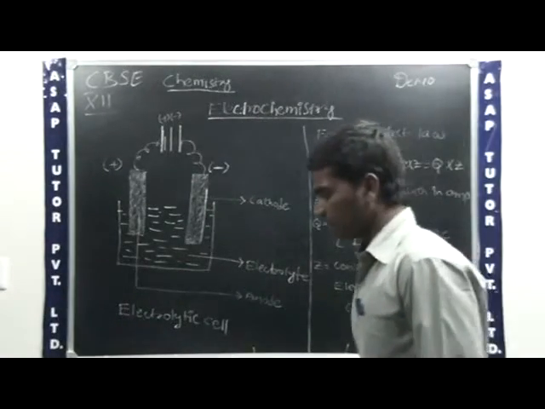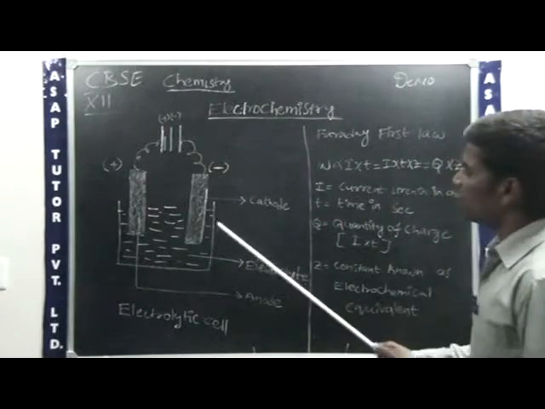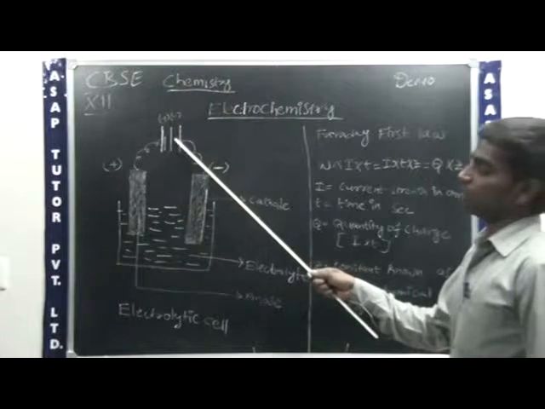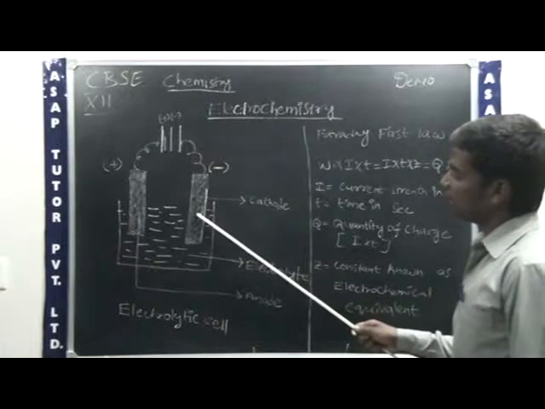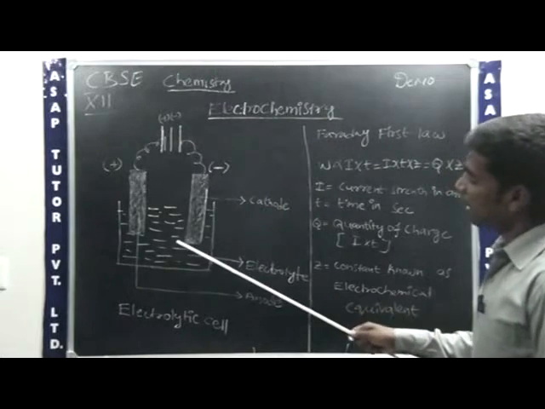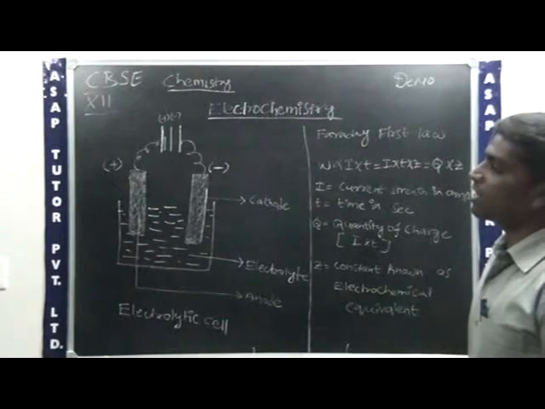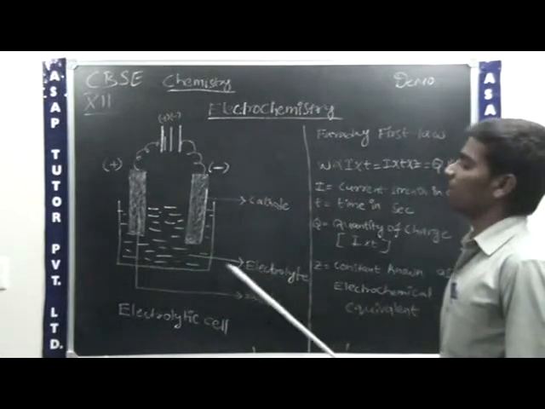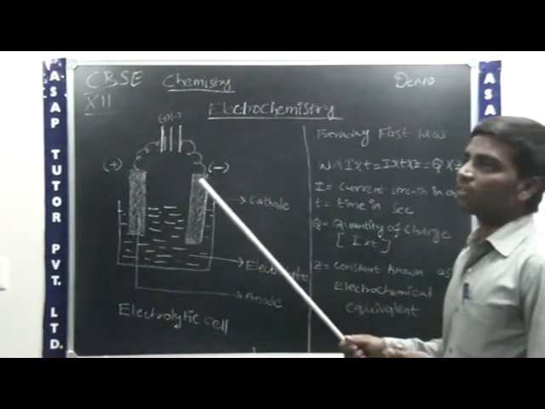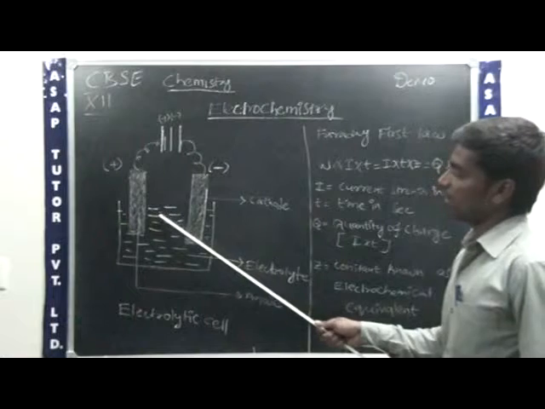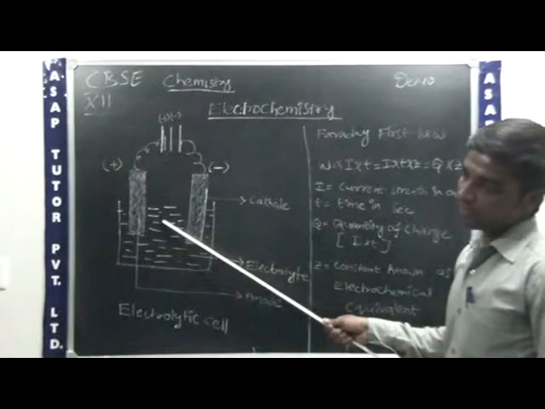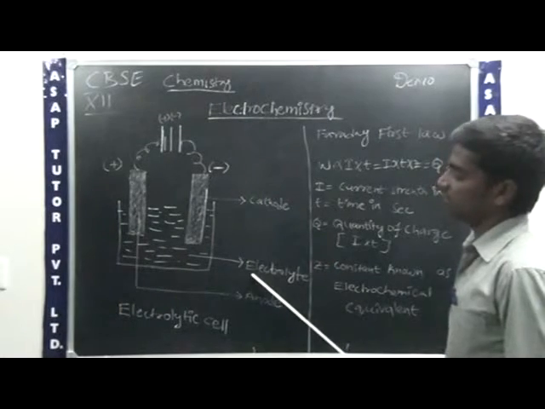What is the meaning of electrolyte? When we switch on the current and pass it through the electrodes, the electrolyte decomposes, forming some resultant products. On the passage of current, the electrolyte decomposes to form the products. That substance we call the electrolyte.